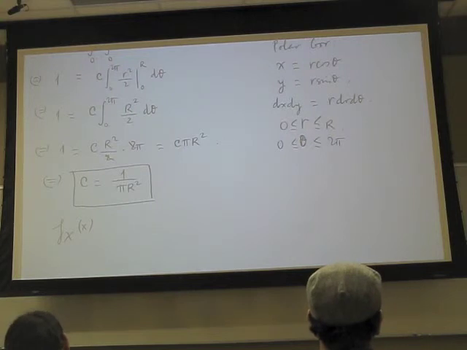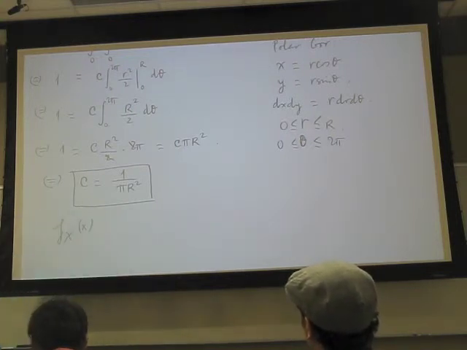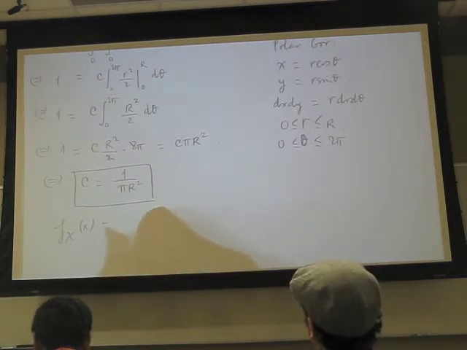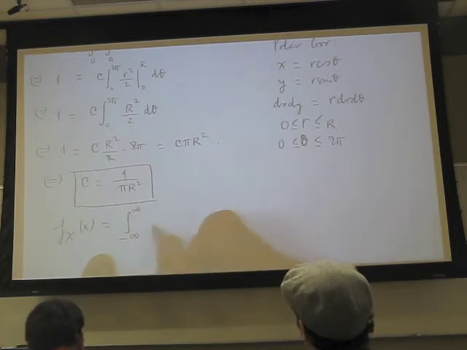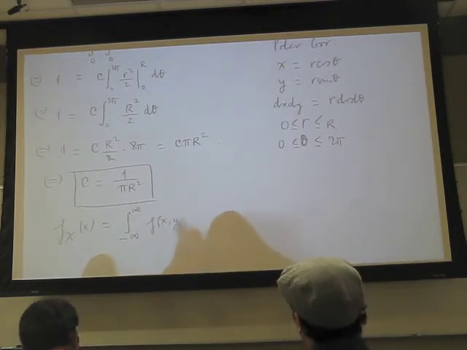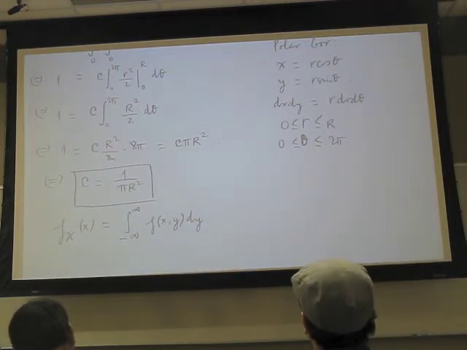So what does that mean? You integrate the density function over y. Exactly that. You see how things connect to each other. If you know exactly what they mean, you see that. This is nothing but the integral from negative infinity to infinity of the joint density function right here over y. Is that clear?